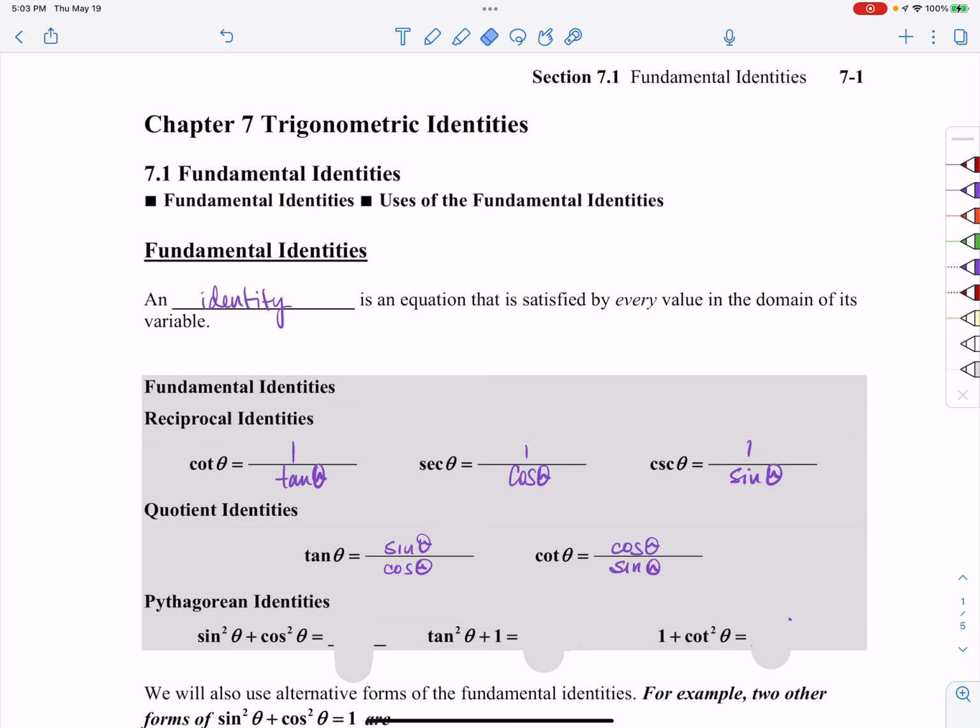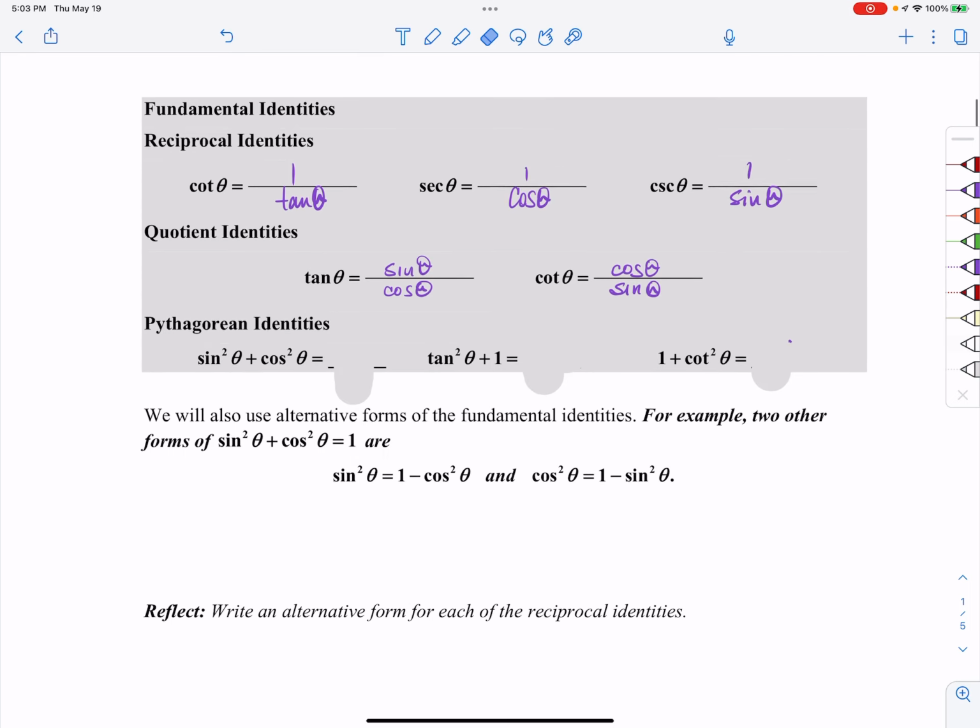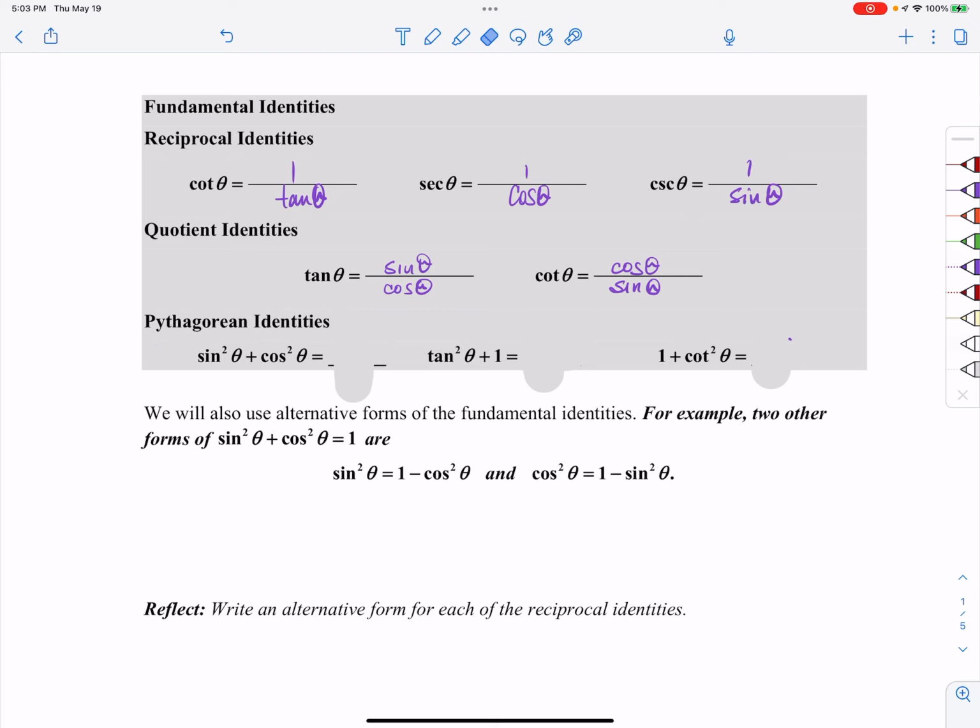And then we have our three Pythagorean identities. The Pythagorean identities look a whole lot like the Pythagorean theorem. And so the first one is going to be sine squared theta plus cosine squared theta is equal to 1. And the second one is tangent squared theta plus 1 is equal to secant squared theta. I will say on this one that frequently I don't write it necessarily in this order. I write it as 1 plus tangent squared theta is equal to secant squared theta. Obviously, that's the exact same thing, but just so that you know how you might see it. And then the last one is 1 plus cotangent squared is equal to cosecant squared.